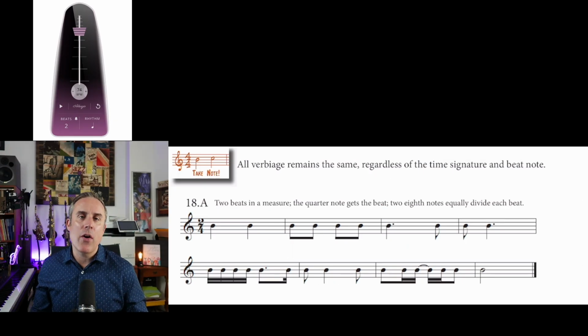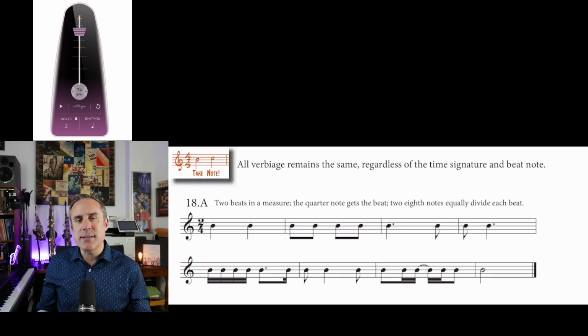All right, here we are at exercise 18A, and we can see we've got ourselves a simple duple time signature. Why? Because there are 2 beats in the measure, the quarter note is getting the beat, and each one of those quarter notes can be equally divided into 2 eighth notes, hence simple duple.